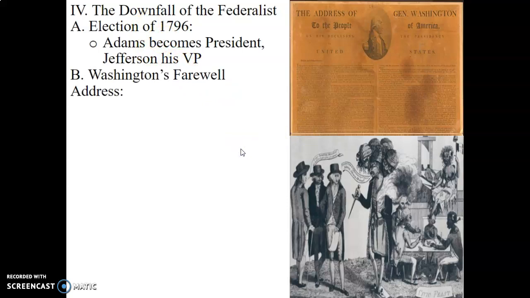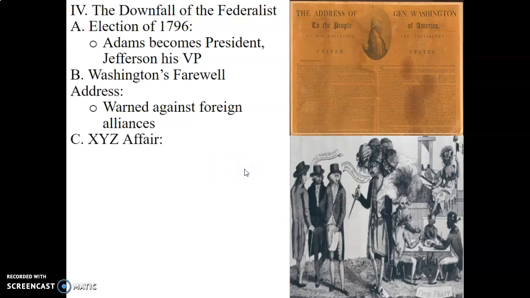We have Washington's farewell address. After he serves 2 terms, Washington decides to stop being president. Nobody tells him that he needs to stop, but he does it all by himself. He set the example for all presidents, except for Roosevelt. We're going to learn about that later on. He warned against foreign alliances. He knows that all of this is going on in the world. We need to stop it.